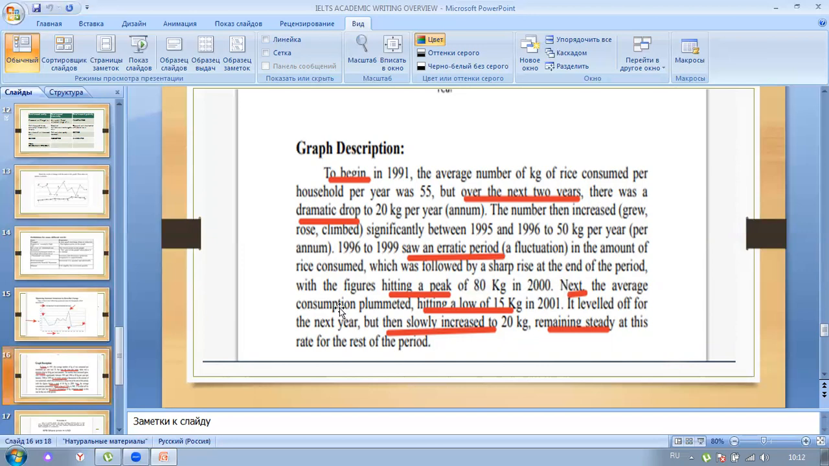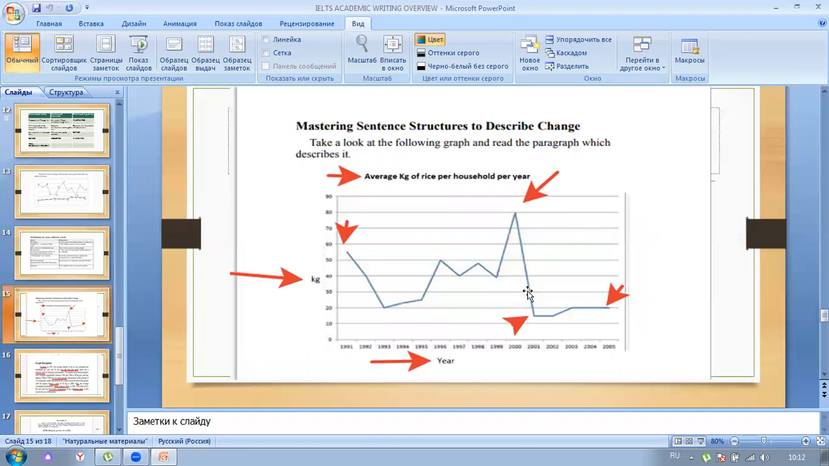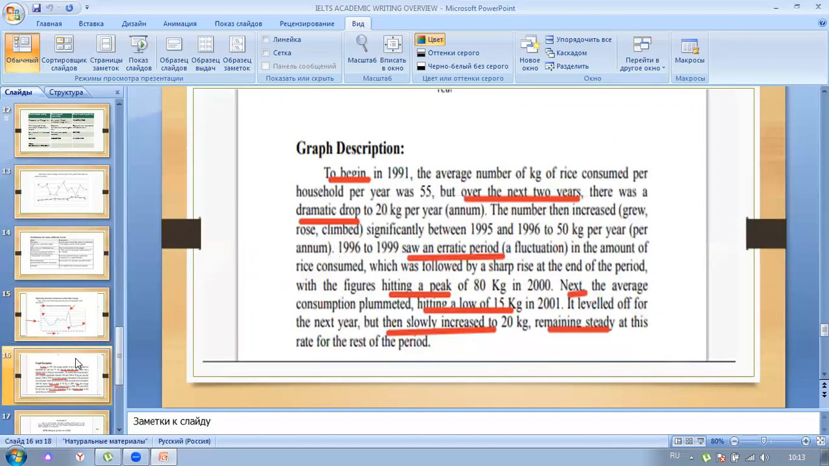Of 80 kilogram in 2000. Okay. Endi qaranglar. Mana buni bitta qilib yozamiz. Right here. Bu ham dramatic drop bo'lyapti, to'g'rimi? Boshqa so'zlardan foydalanishimiz kerak. We have to use other words. Next, to begin over the next 2 years.